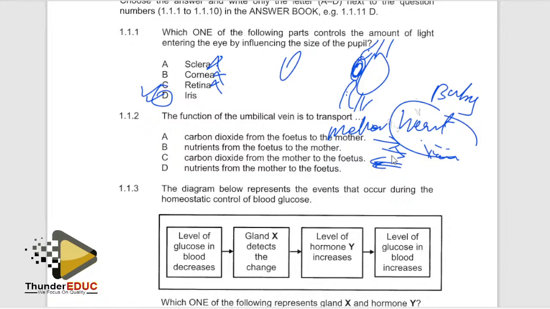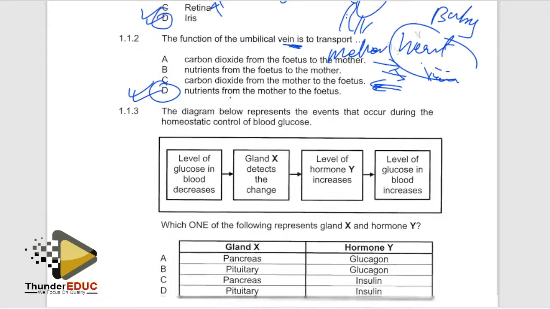So nutrients are taken to the baby from the mother, because it is the mother supplying the baby, therefore it becomes umbilical. The function of the umbilical vein is to transport nutrients from the mother to the fetus. This one becomes the most correct answer.